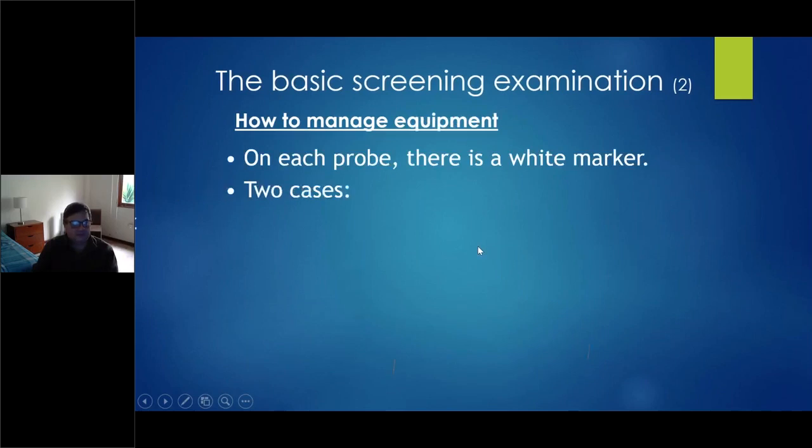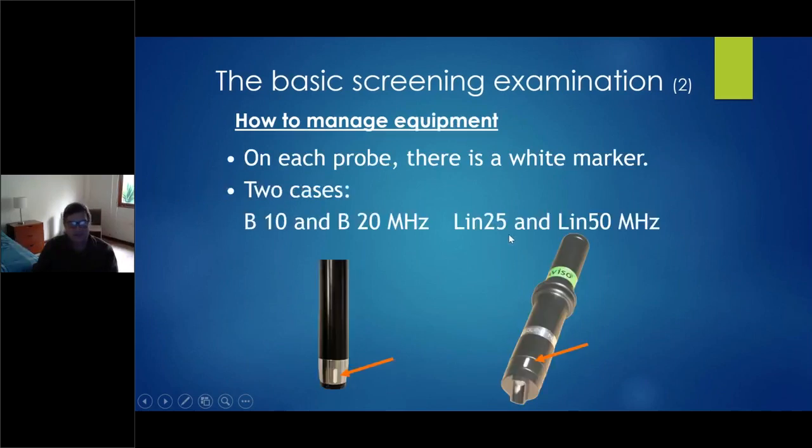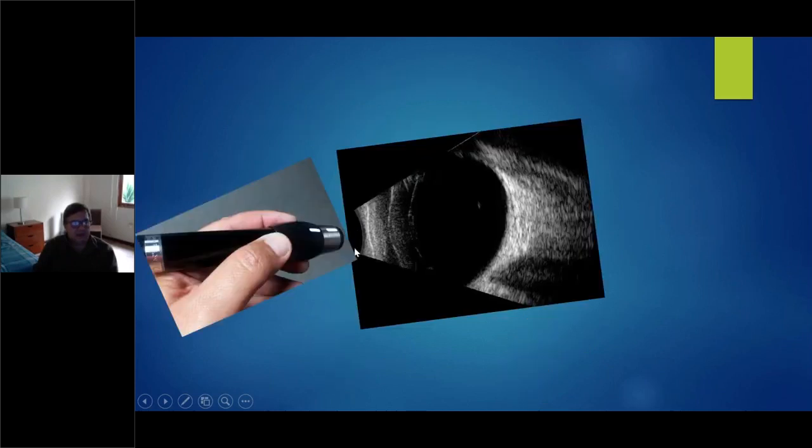Okay, let's go. On the probe, there is a white marker. There are 2 cases, the 10 and 20 and the linear 25 or linear 50 megahertz. This is the 10, and you can see there is always a mark. What does it mean? If you have a mark, the ultrasound beam has this shape. The mark is here, and the ultrasound beam has this shape that you can see very easily on your screen. And this part is superior.